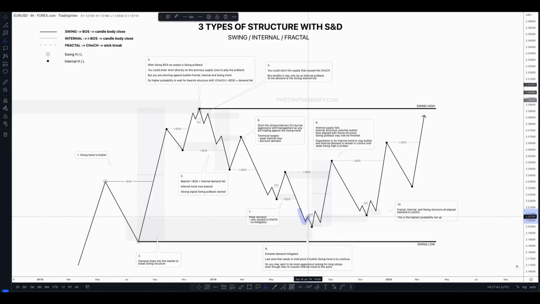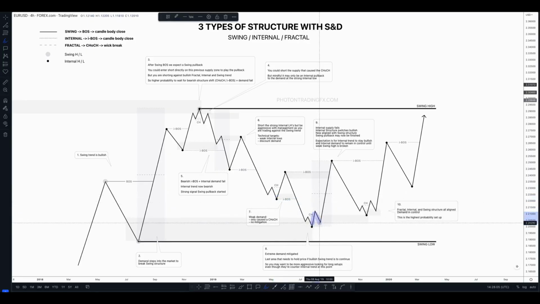So now when price comes down, we mitigate the extreme demand here, a strong level of demand, and then we get a bullish CHoCH. Yes, we can get long now on the demand that caused that CHoCH. And yes, it may only be an internal pullback up to supply and then it could continue down. We know that. But you see now how this is a lot higher probability than this one here. Hopefully that's kind of clear.